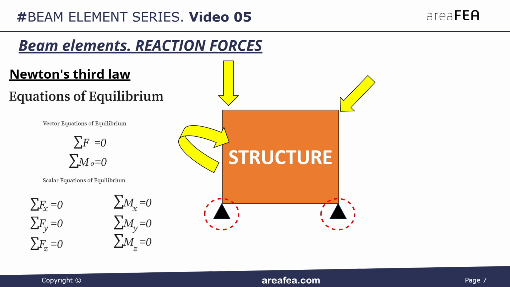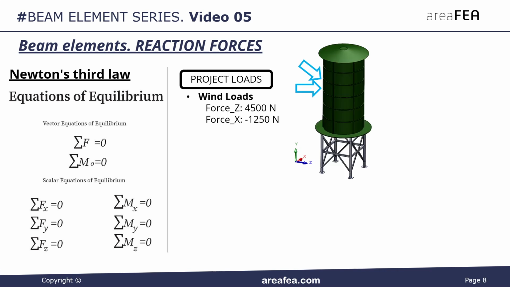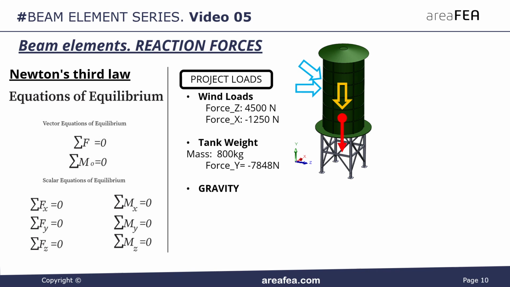In our water tank model, I applied 3 types of load. We had the wind loads. Considering the global coordinate system that I currently have in the project, I applied in Z direction 4,500 newtons, and in X direction I applied minus 1,250 newtons. In addition, I consider the tank weight as a point mass. I consider 800 kilos, and if we multiply them by the gravity acceleration, we have the force in Y direction of minus 7,848 newtons. And as the last one, we also apply the gravity load acting on the self-weight of the entire structure.